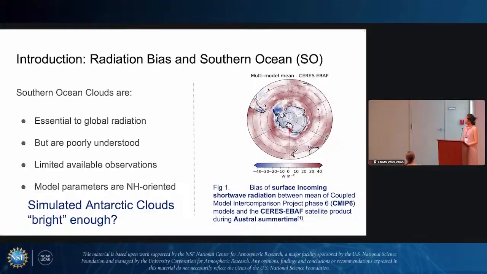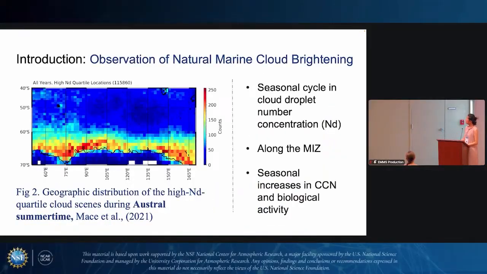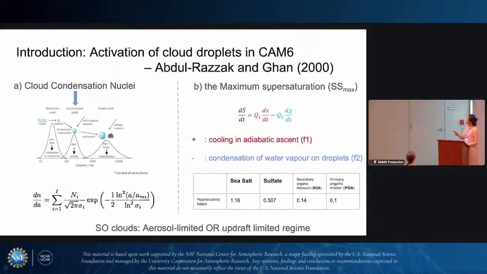From the observation perspective, McCoy et al. 2021 published this paper talking about this natural marine cloud brightening scenario over the austral summertime. It shows the seasonal cycle of cloud droplet number concentration, Nd, along the marginal ice zone. This is discussed to be related to the seasonal increase of cloud condensation nuclei, CCN, because of the biological activity. Then, how is the CCN modeled in the CAM6?